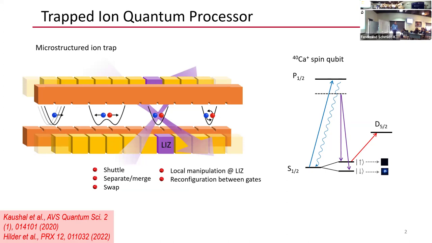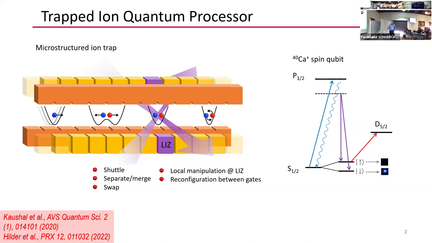But let's stick to this architecture, which is the quantum CCD architecture. Here we do these Raman operations to do the gates and flip the spin, and we read out either bright or dark from the fluorescence. That is the core of our quantum processor.